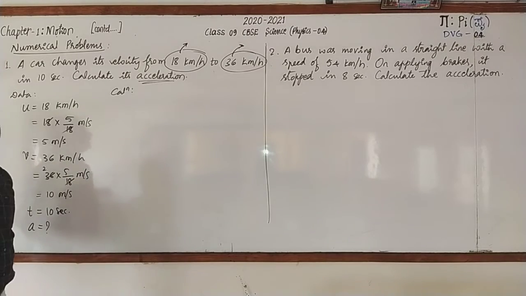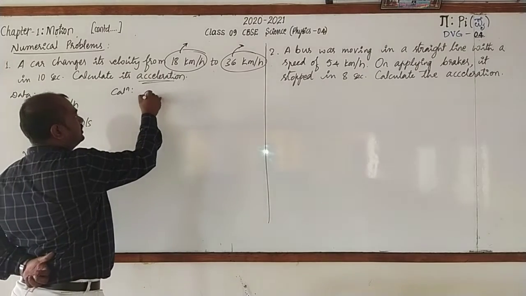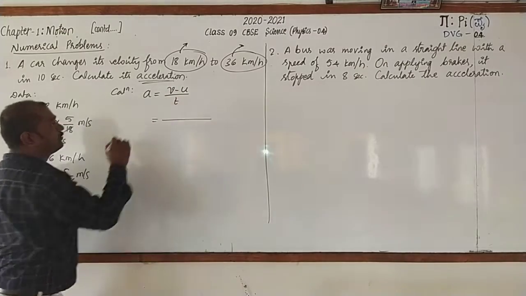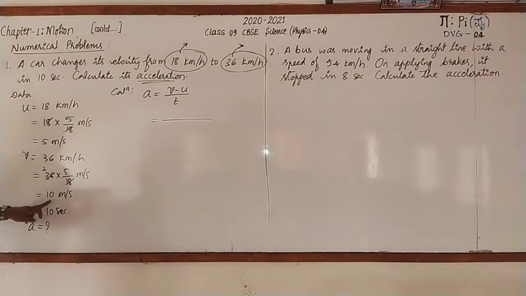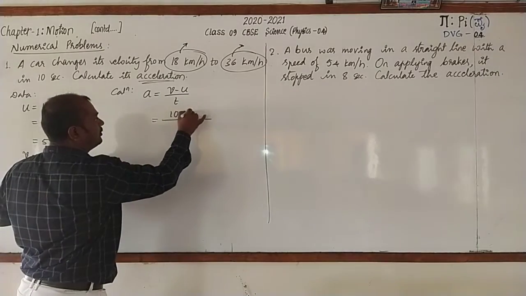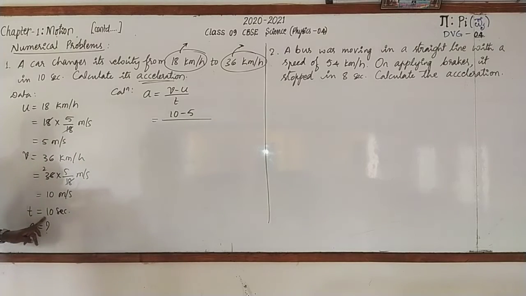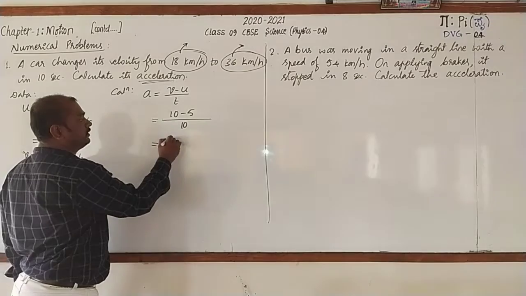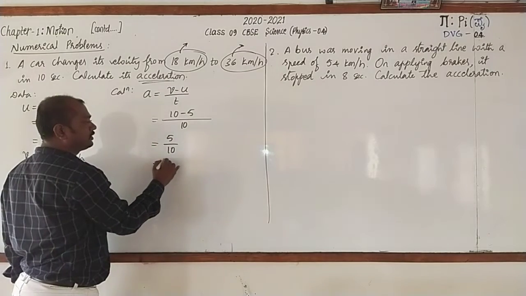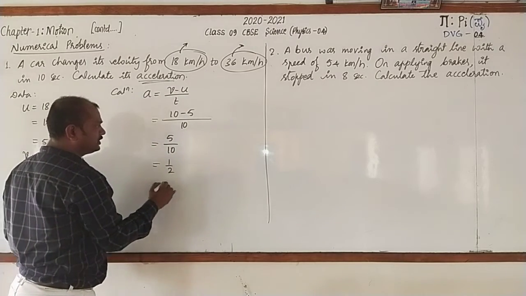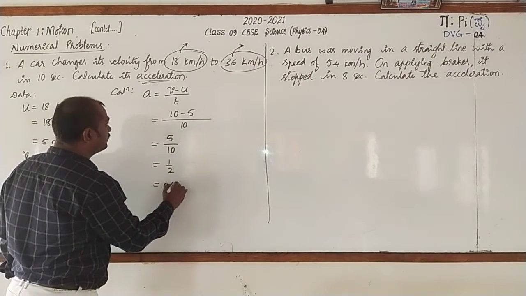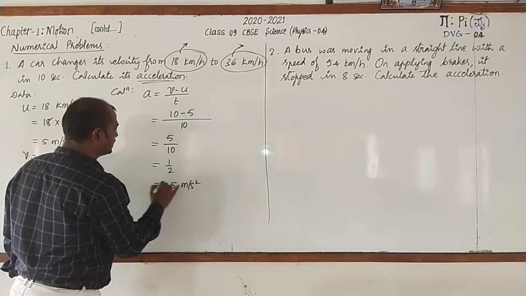What is the acceleration formula? Yes, a equal to v minus u by t. Then what is final velocity? Final velocity is 10. Initial velocity 5. So here I'll write 10 minus 5. Then time taken is 10 seconds, divided by 10. 10 minus 5, 5. 5 by 10 is equal to 1 by 2. 1 by 2 is nothing but 0.5. Here only we could have written directly 0.5 meter per second square.